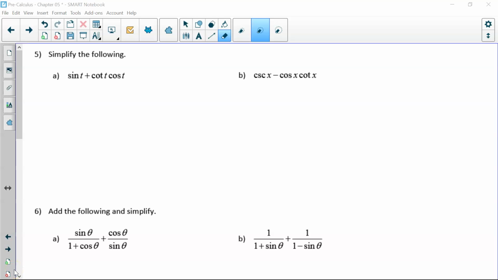Welcome back. We're still in section 5.1. We're still talking about simplifying. Have those trig identities out and ready to go because we'll be looking at those as we go through. We're still talking about simplifying. So you kind of want to look and see what you have.